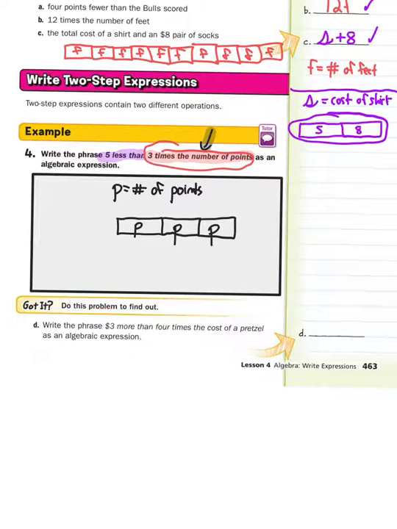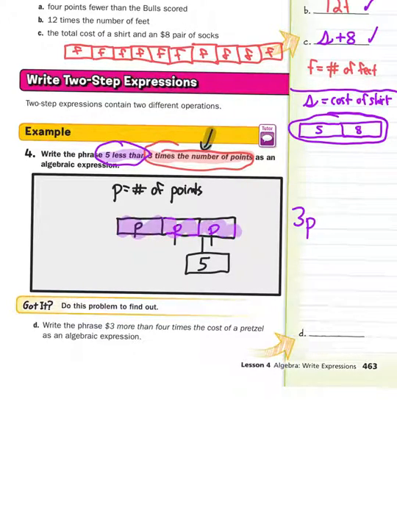But now, remember, we have to talk about this part, 5 less than that. So to show 5 less than that, I do this. That's 5 less than 3 times the number of points. So then, from that, I get my expression. So I'll highlight the part first. Remember, 3 times the number of points I would write as 3p.